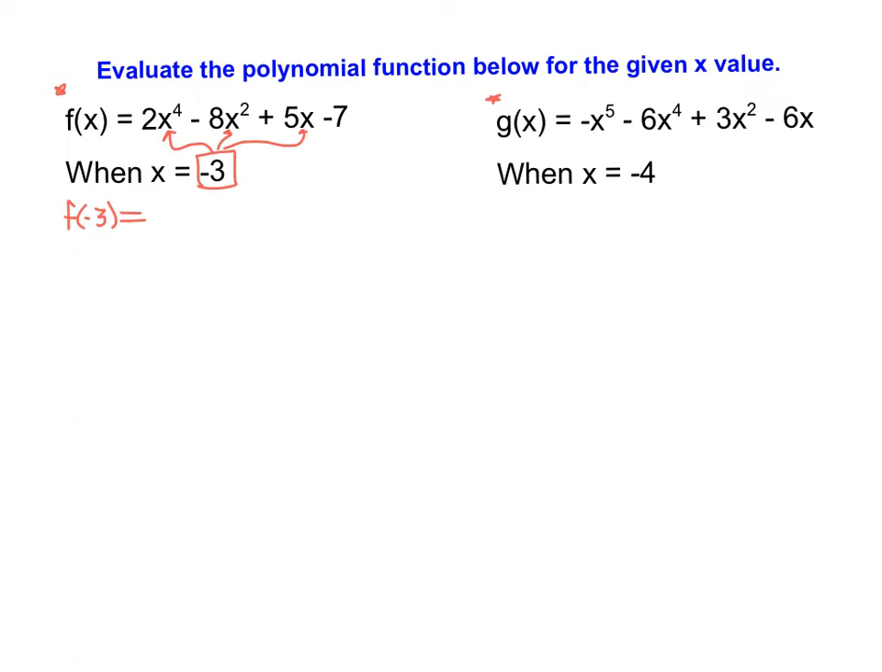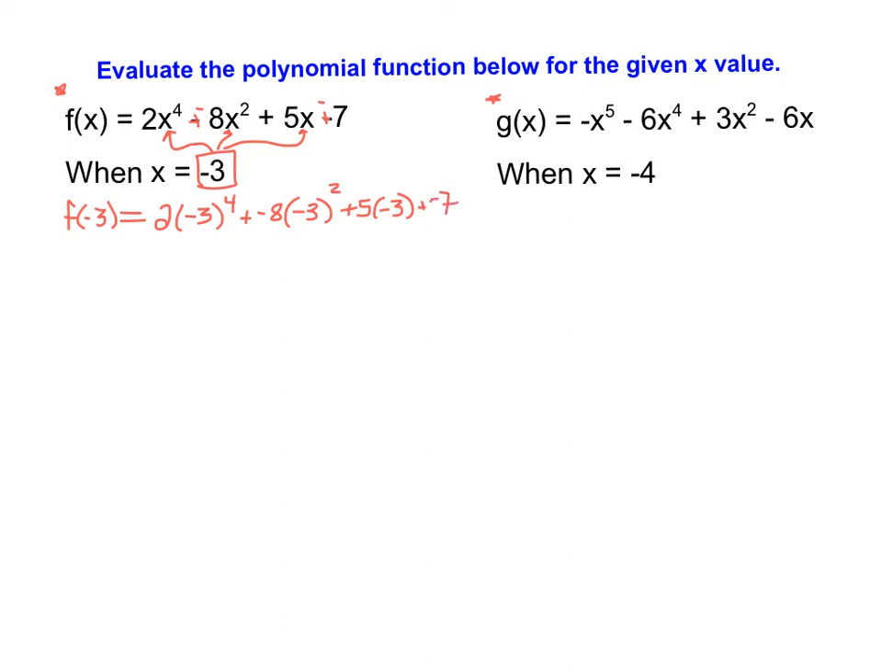value. So we simply start off by utilizing the substitution property. So we have 2 times -3 to the power of 4. Then I'm going to use keep change here to prevent an error. So I have plus -8 times -3 squared plus 5 times -3. And then again, I'm going to use keep change, plus -7.